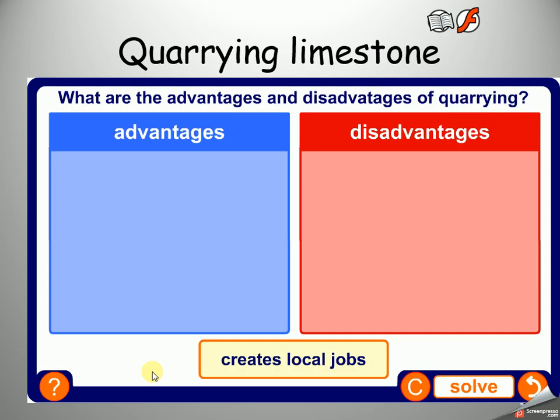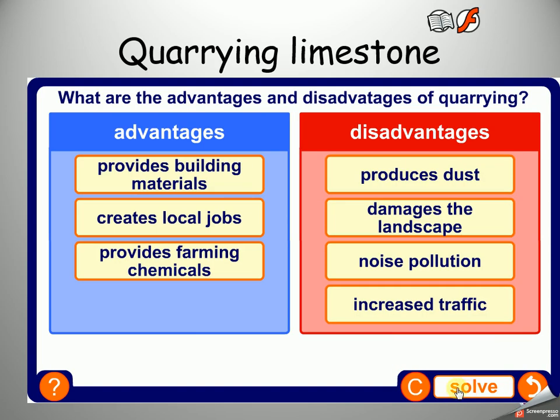This looks at the positive. I think I'm just going to go for the answers because I'm trying to make it as short as possible. So advantages: building materials, local jobs, farming chemicals. Disadvantages: dust, damages the landscape, noise pollution, and increased traffic. Okay, so those are all the advantages and the disadvantages.